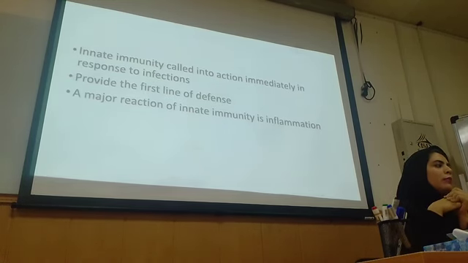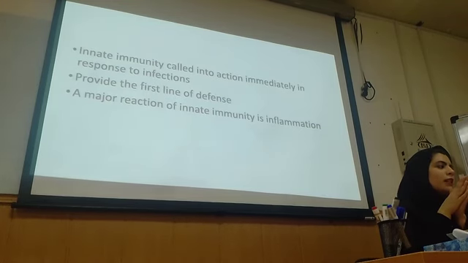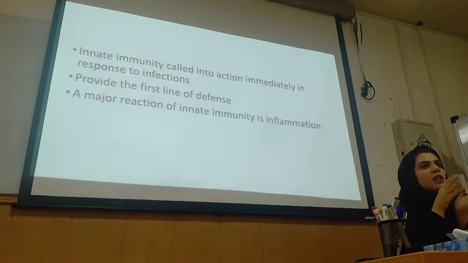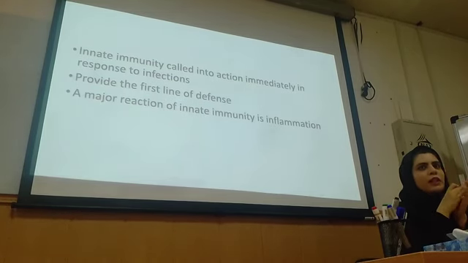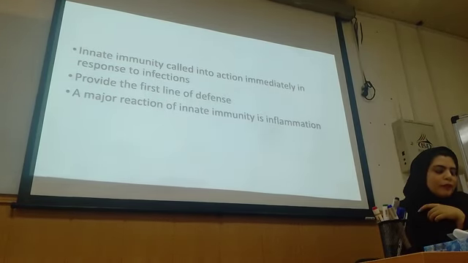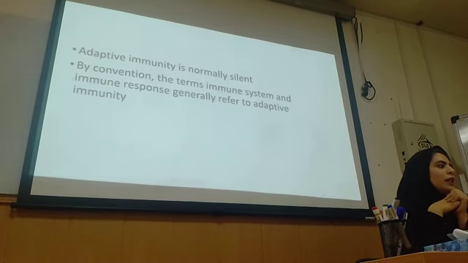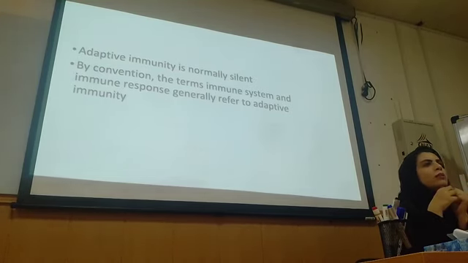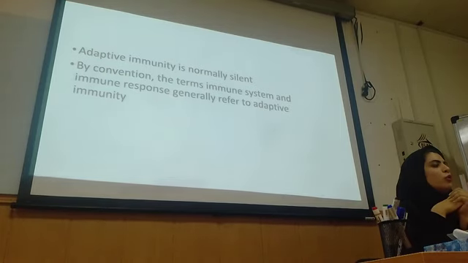Innate immunity calls into action immediately in response to infections and provides the first line of defense. A major reaction of innate immunity is inflammation. We spoke about inflammation in another section of Pathology Robbins. In section 3, we spoke in detail about acute and chronic inflammation. And innate immunity usually leads to an inflammatory process. Adaptive immunity is normally silent, and by convention, the terms immune system and immune response generally refer to adaptive immunity. Okay, adaptive immunity is maybe more important in immunologic disease than innate immunity in immune disorders.